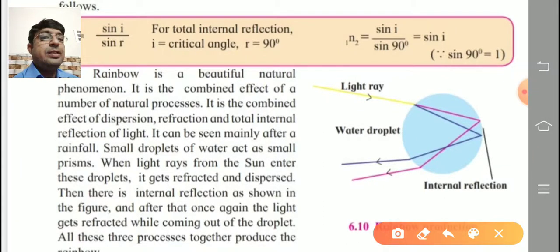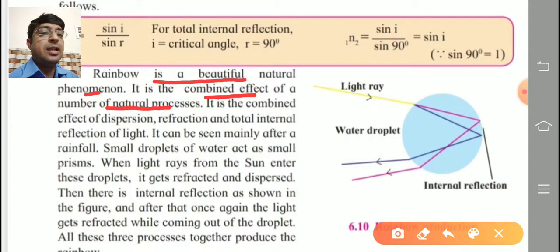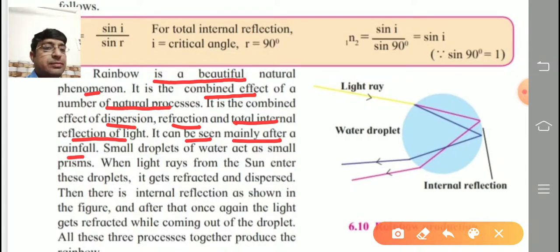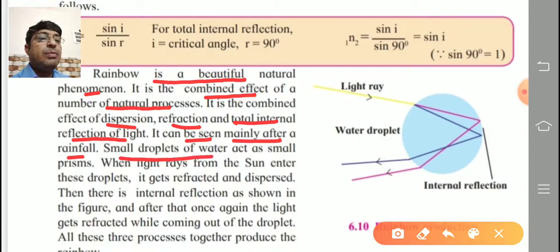Now rainbow is a beautiful natural phenomenon. It is the combined effect of a number of natural processes such as dispersion, refraction and total internal reflection of light. It can be seen mainly after a rainfall. When do we observe the rainbow? After a rainfall. Small droplets of water act as small prisms in the atmosphere.